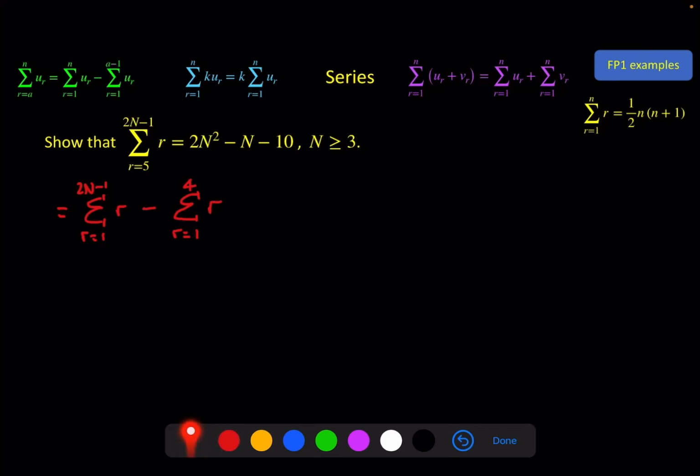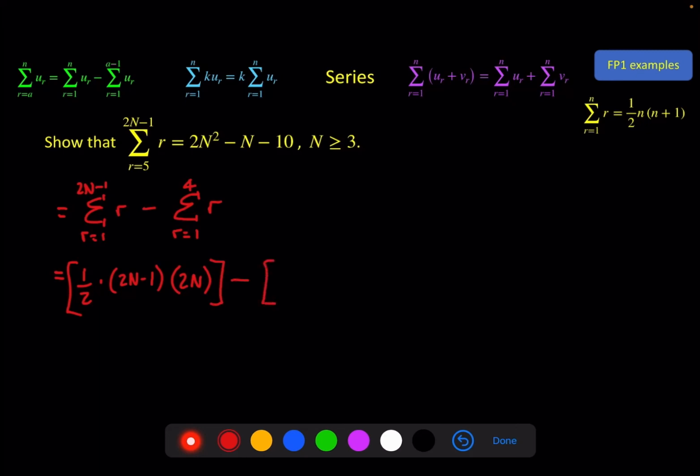Okay, now I'm going to apply this formula here. So we've got from r is equal to 1 to 2n minus 1. So I've got a half times little n. In this case, that is 2n minus 1. And then n plus 1, little n plus 1 in the formula, here is 2n minus 1 plus 1, which is just 2n. And that's the first one.